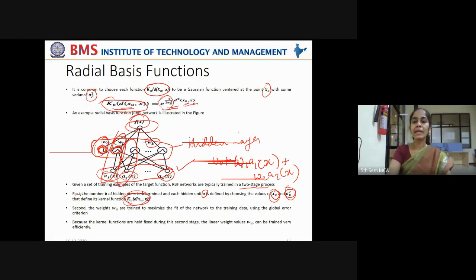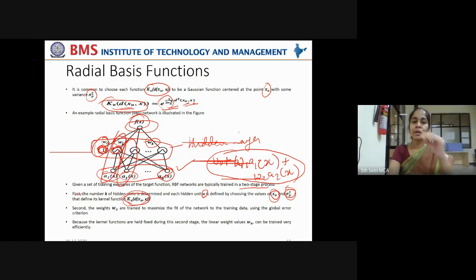WK AK of X, or WK AN of X. That will give you the entire function that is approximated using this radial basis function network. Okay, so what is the second stage?